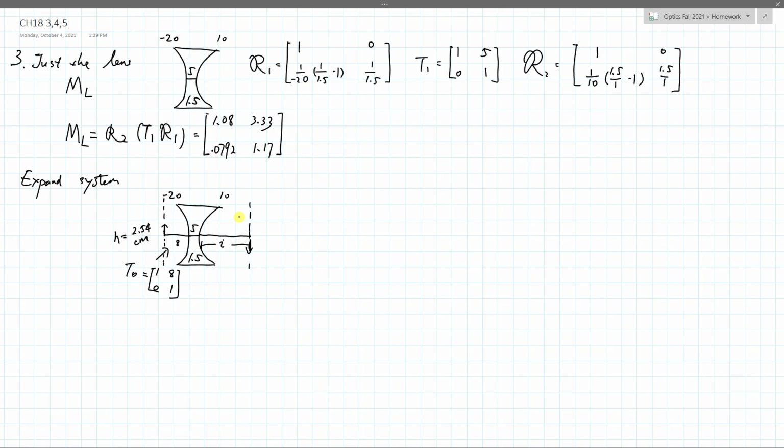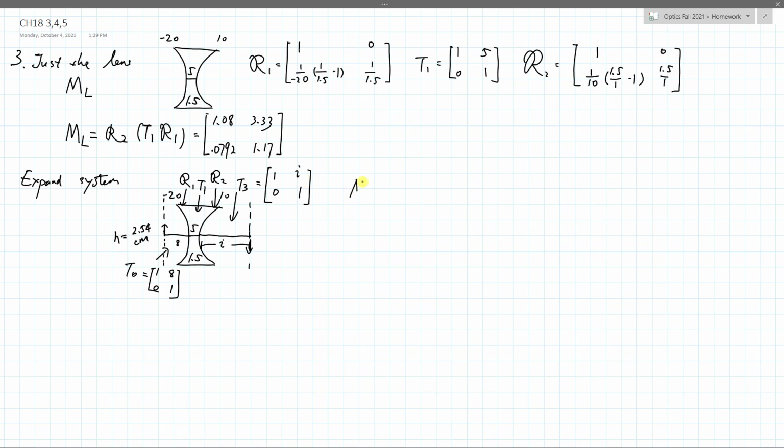So there's this I here. So here is what this whole system is composed of. The T0, this space here, and this surface is R1, and that space translation is T1, and this refraction is R2, and then one more translation T3, which is equal to [1 I; 0 1]. So we don't know where the image shows up. We just say it shows up at location I. So that will be enough, and we can solve this equation.